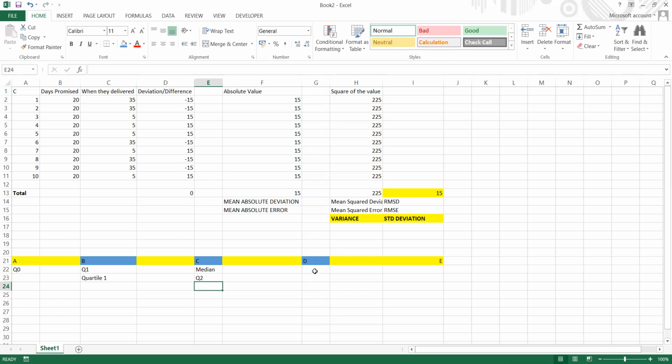Then this is called quartile 3. Quartile 3 will divide the data set into 75% on the left and 25% on the right. This is your Q4. Q4 means the highest value, that means 100% of the values on the left side and 0% on the right side. There's nothing on the right. Q0 has 100% of the values on the right, 0 on the left. Q0 is the lowest, Q4 is your highest, and you have values in between those.